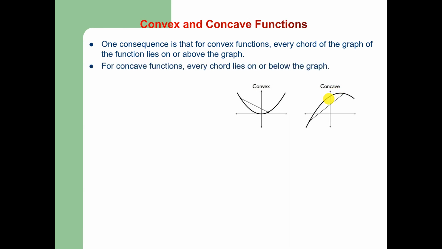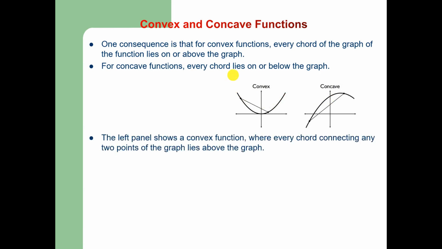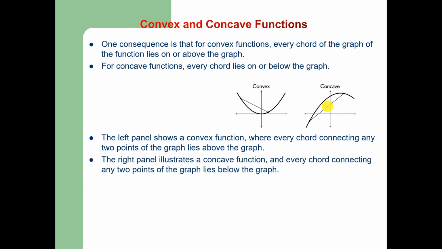The left panel shows a convex function where every chord connecting any two points of the graph lies above the graph. So this is the left one. For concave functions, every chord lies on or below the graph. So this one is below the graph. So this is the main difference between the two, and this is the simple definition of concave and convex functions. The right panel illustrates a concave function, and every chord connecting any two points of the graph lies below the graph.